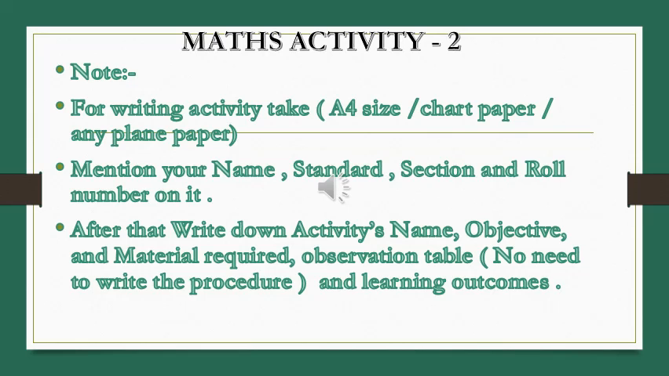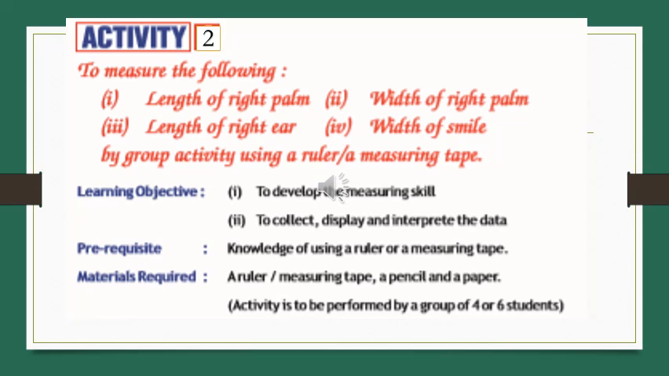What is today's activity? Let's see. In today's activity, I am going to see your measuring skill, whether you are able to measure. For this, you have to take either a ruler, that is a scale, or a measuring tape, that is a tailor's tape, which I think is available in most homes.